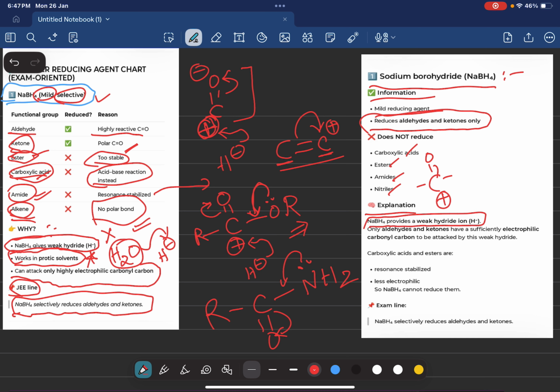Just to get full clarity about NaBH4, I am doing this. Carboxylic acids and esters are resonance stabilized and less electrophilic because of resonance. So NaBH4 cannot reduce them. And here also, same thing, it will reduce only aldehydes and ketones. Hope it is clear, students.